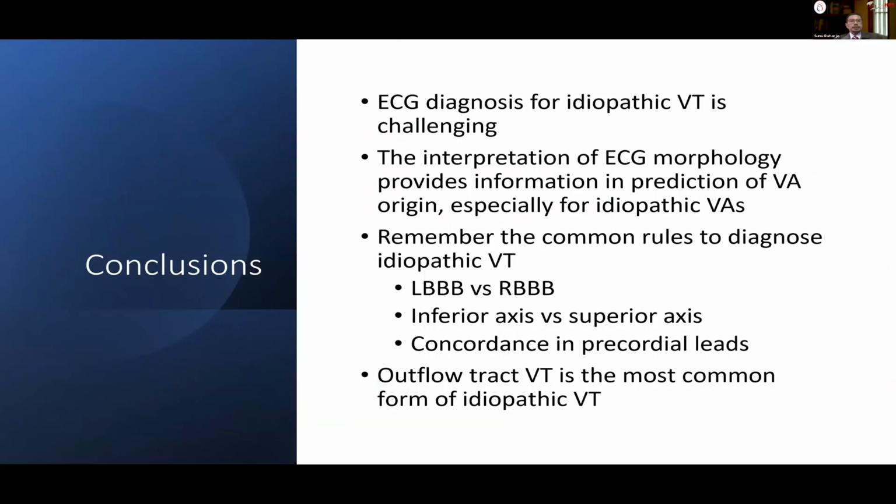So in conclusion, ECG diagnosis for idiopathic VT is challenging, and the interpretation of ECG morphology provides information and prediction of ventricular arrhythmia, especially for idiopathic arrhythmia. The common rule is whether it is a left bundle branch or right bundle branch block, or inferior axis or superior axis, and the components intercorrelate. And outflow tract VT is the most common form of idiopathic VT.